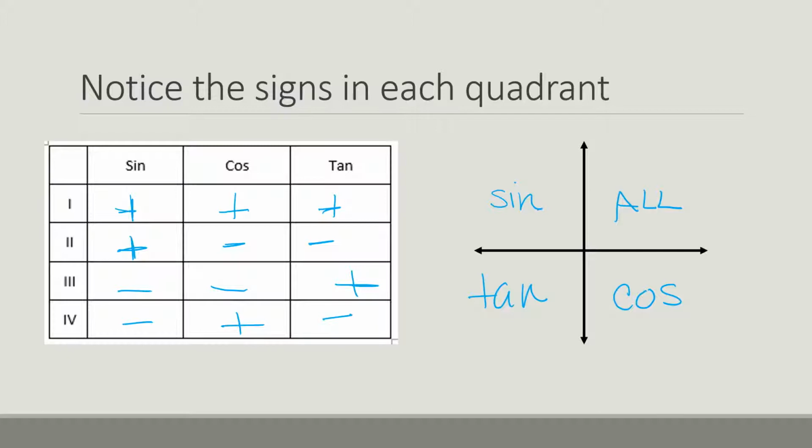So you can check it using the values of x and y. Are they positive or are they negative? Or there's this little catchphrase that says all students take calculus. And this tells you what's positive and what's negative in each quadrant.